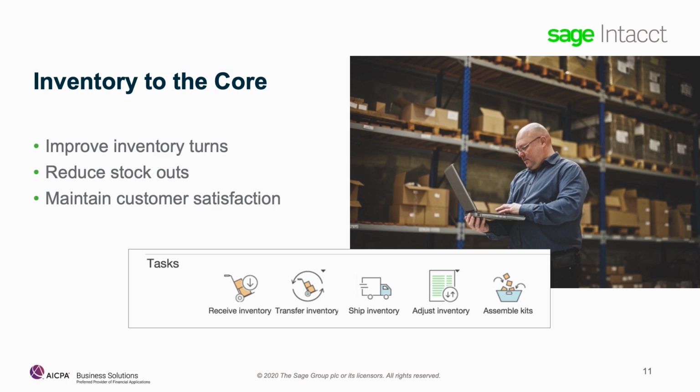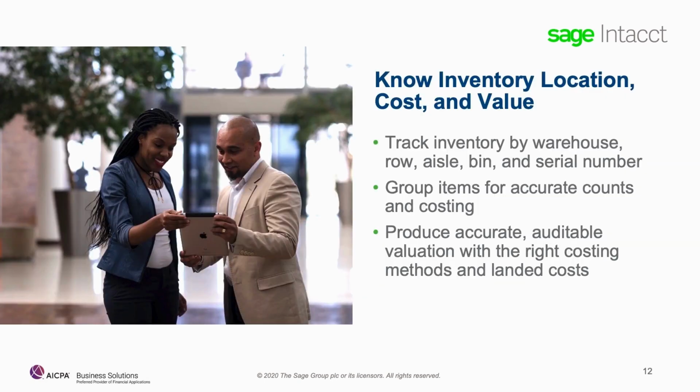Multiple warehouses and customizable inventory transactions keep you aware of inventory locations, allotments, and quantities without the need for frequent cycle counts. Sage Intacct enables you to find the product you need when you need it. Streamline inventory counts and costing through cycles and category assignments. Maintain accurate costing with proper costing methods and landed costs.